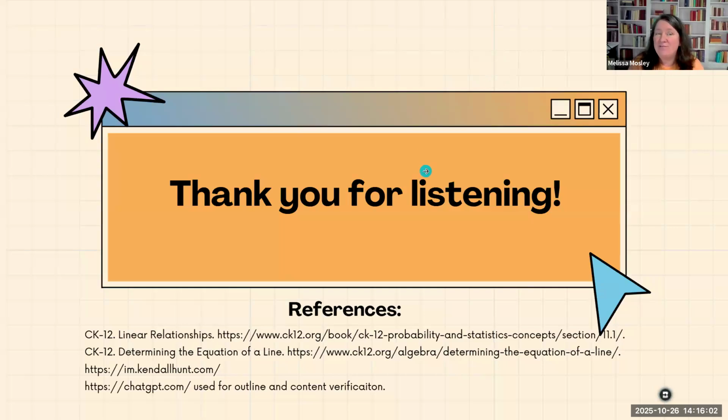So we used all the information we got, and we were able to double check our line. And so thanks for listening. So this was a quick recap of how to find and know what a linear relationship is.